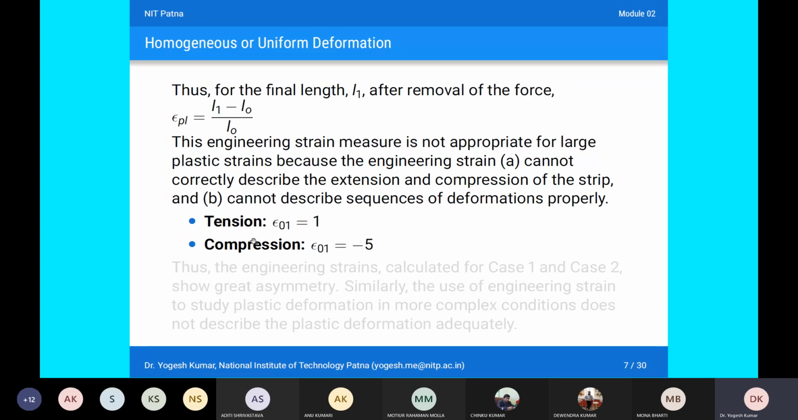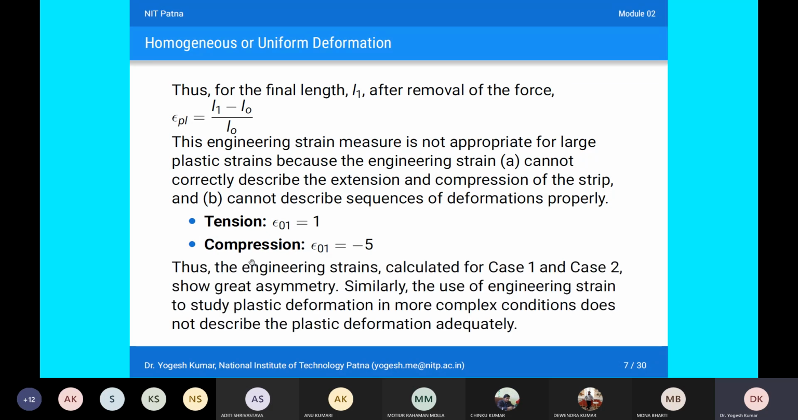Okay, so this way we can see the engineering strain calculated for the tensile test as well as the compression test. They are not symmetric. They are not showing any symmetry. They are asymmetric, and with the use of engineering strain, you are not able to estimate plastic deformation in complex conditions. So that is why we go for true strain.